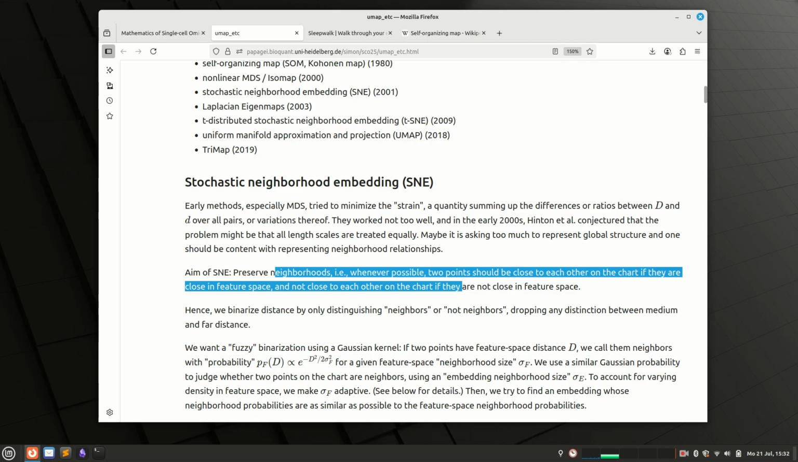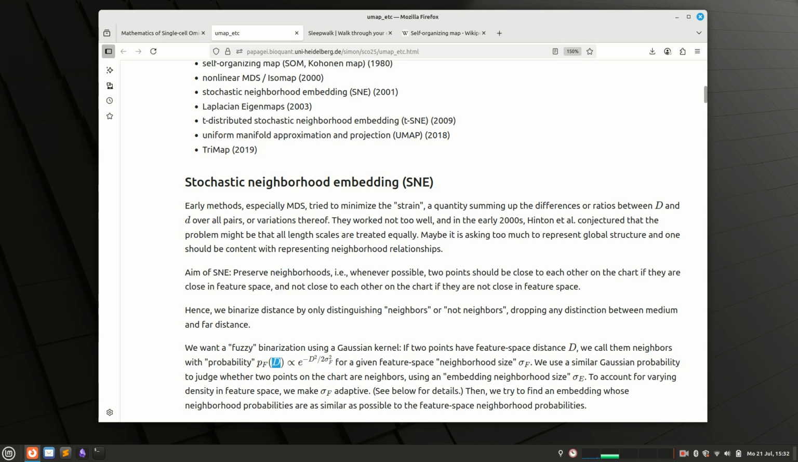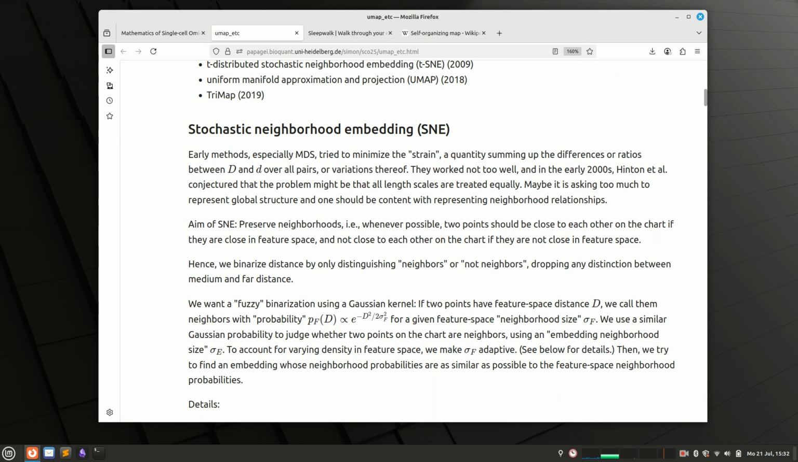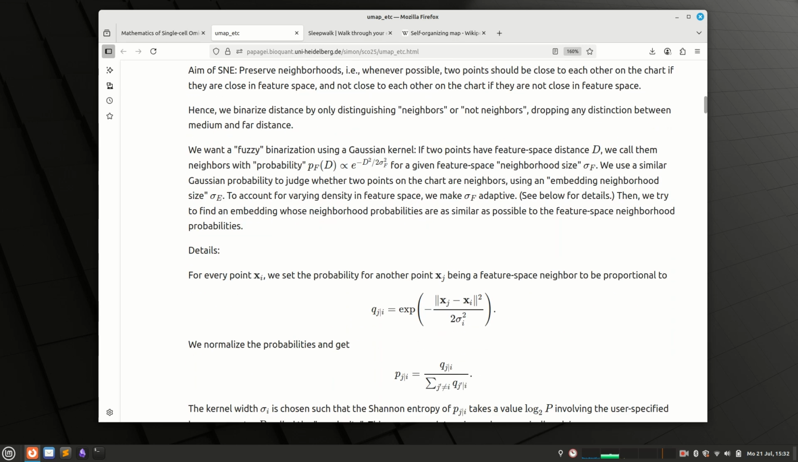So what we do is, as we said, for any pair of points, we define a neighborhood probability which is proportional to a Gaussian, like this thing here. And for this, we have to come up with a neighborhood size, which I call here the kernel width sigma f, which is how big the neighborhood is in the feature space. And we do the same on the chart, and there, of course, we have a sigma e for the size of the neighborhood in the embedding space. And so how does this now work in detail?